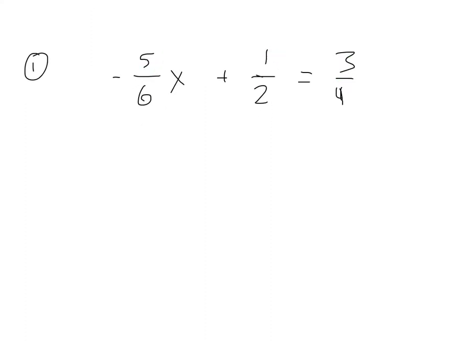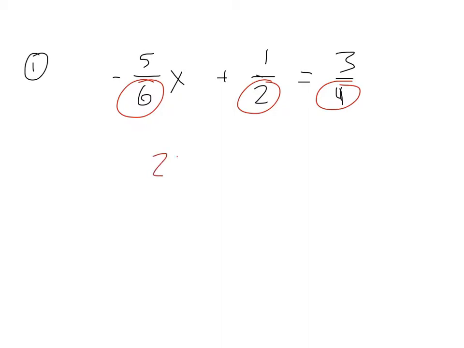So, clearing. What do I have here? I have fractions. So I want to clear these fractions out, and here's how I do it. I'm going to find the least common denominator of all those fractions. So, the least common denominator is really just like saying the least common multiple. So what's the least common multiple of 6, 2, and 4?